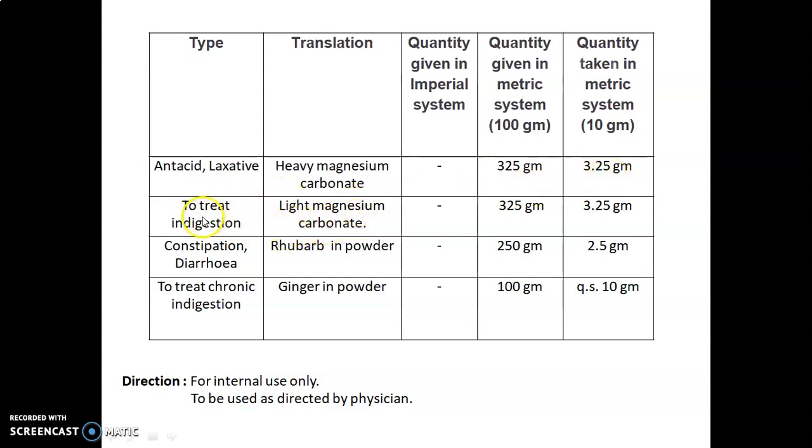Light magnesium carbonate used to treat the indigestion, quantity given 32.5 gram, taken quantity should be 3.25 gram. Rhubarb powder used to treat constipation and diarrhea, quantity given 25 gram, taken quantity should be 2.5 gram. Ginger powder used to treat the chronic, that is long-term indigestion problems. Quantity given is 10 gram and quantity taken to prepare up to 10 gram, that is quantity sufficient to prepare up to 10 gram. Direction for internal use only, to be used as directed by physician.